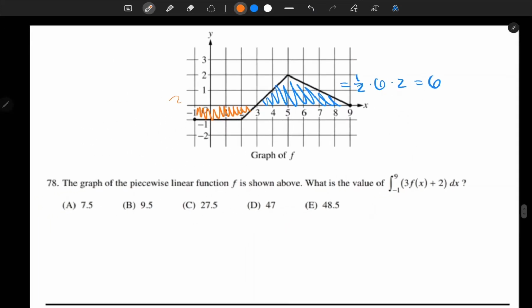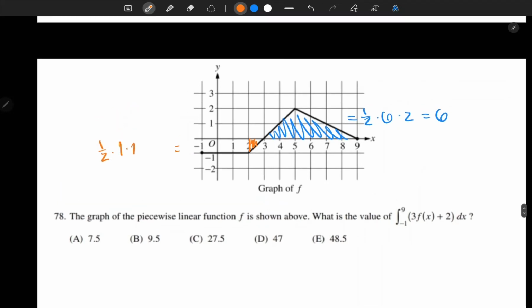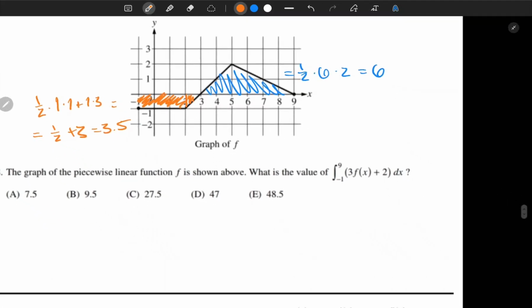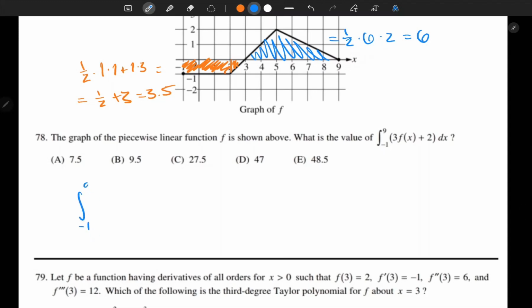Then we wish to find the orange area. Firstly, we can decompose it into a triangle. So if I erase this, we firstly have a triangle here, and that triangle has an area of 1/2 times the base, which is 1, times the height, which is 1. And then we can add this rectangle. The area of this rectangle is its length times its width, or 1 times 3. So we add 1 times 3. So the answer here is 1/2 plus 3, or 3.5. Then we find that the integral from -1 to 9 of f of x dx is equal to 6 minus 3.5, so this is equal to 2.5.